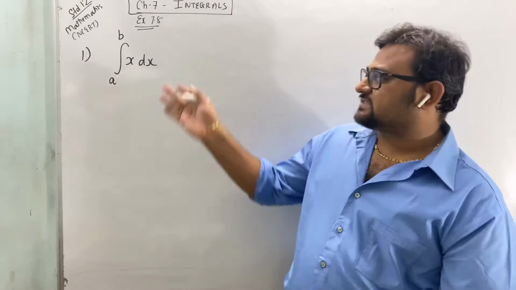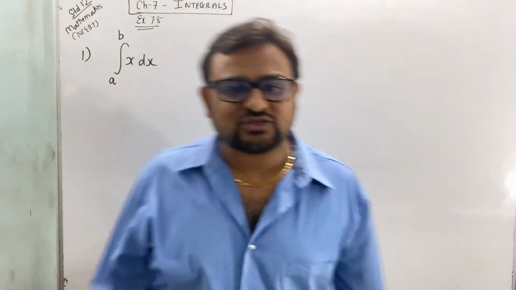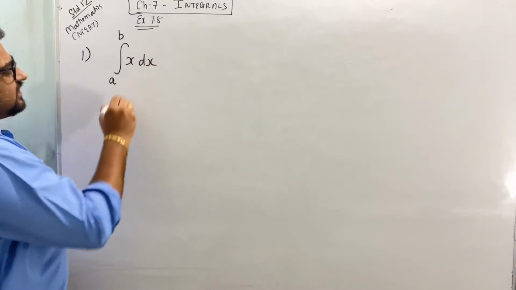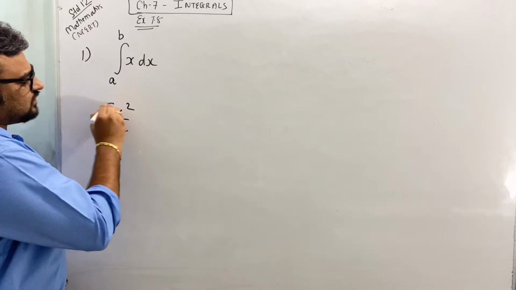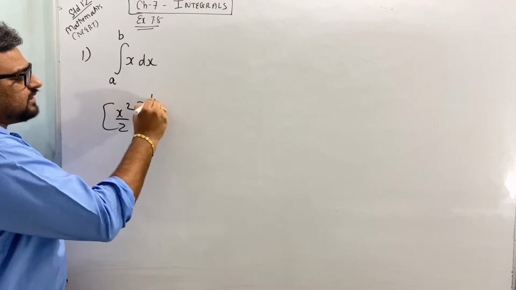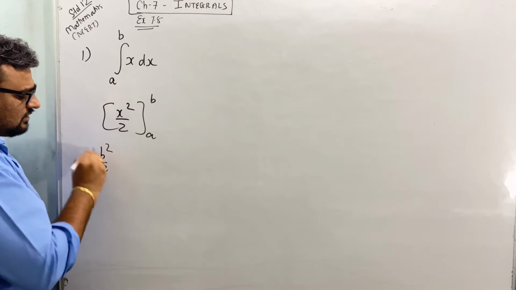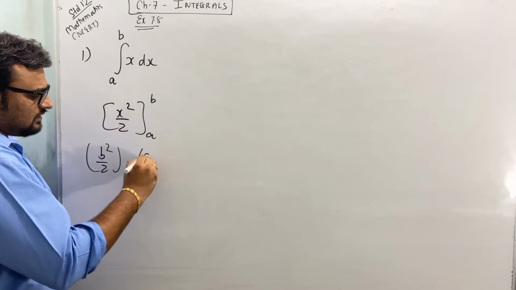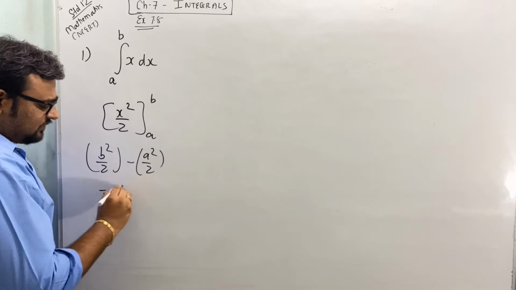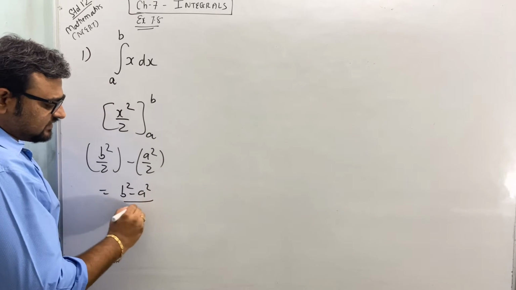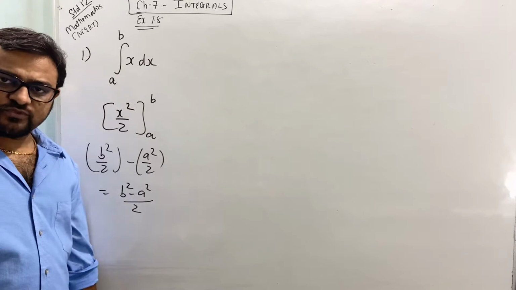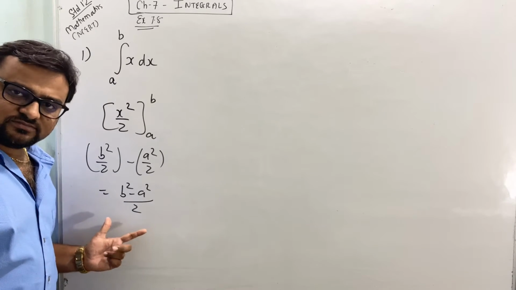Or else if this is asked in an MCQ, you can directly solve it in this way. If it is an MCQ, integration of x square by 2 from a to b, right? Now just put the values. First we'll put b, minus a. So this will be equal to (b square minus a square) by 2. You got the answer, right?